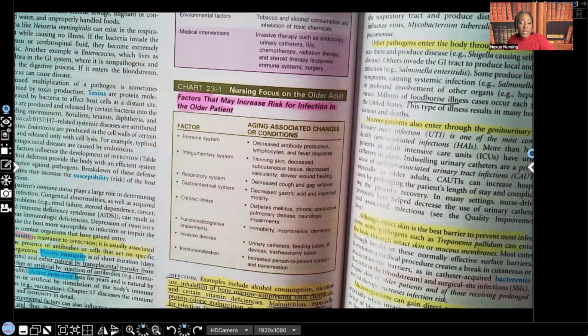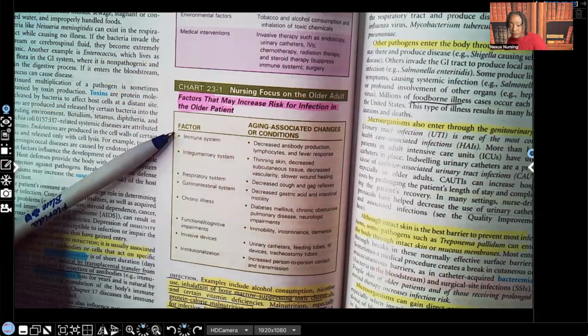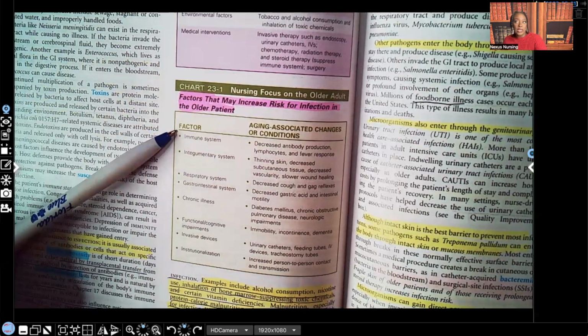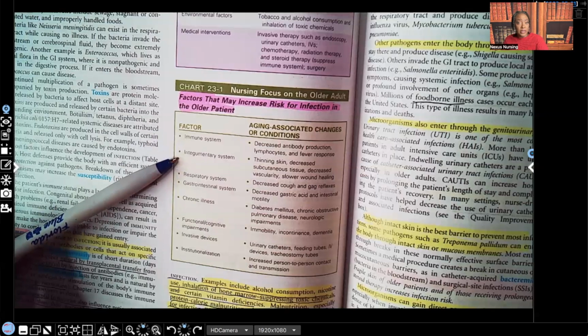Factors that may increase risk for infection in the older patient, obviously their immune system. Remember, the immune system is what helps you fight off infection. The integumentary system: your skin is the first line of defense against pathogens. So if that is compromised, then you're going to be more at risk for infection.